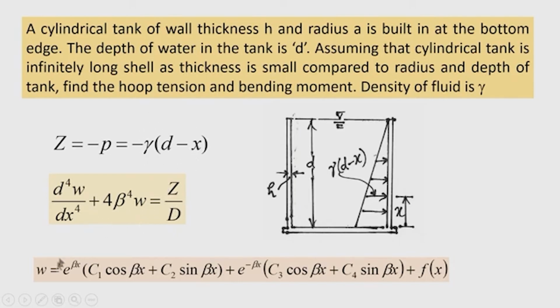Solution of that equation is given earlier, and it is written here again. W is equal to e to the power beta x into C 1 cos beta x plus C 2 sin beta x plus e to the power minus beta x into C 3 cos beta x plus C 4 sin beta x plus f x. F x is the particular solution due to internal pressure.